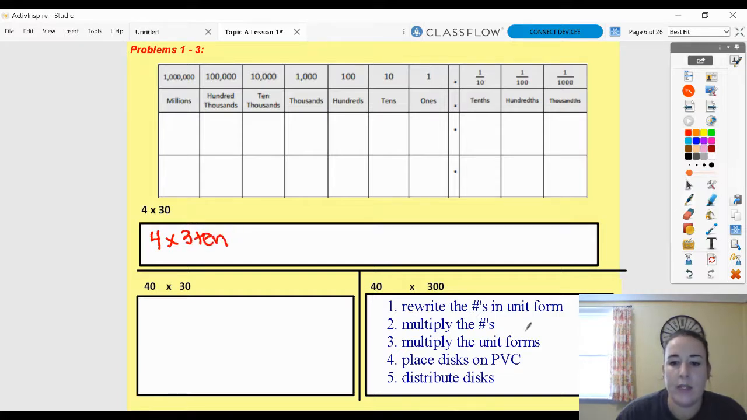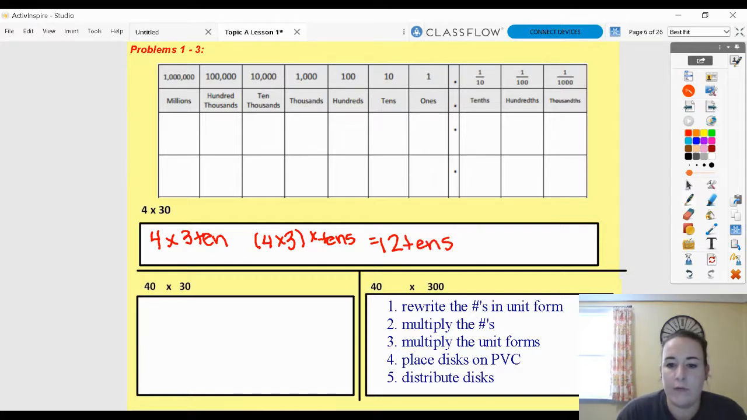Then they want us to multiply the numbers. So my numbers here are 4 and 3. And then I have to multiply it by 10, or my tens. So I have 4 times 3, which is 12. I don't have unit forms to multiply here. I don't have another unit form for this number, so it's just going to end up being 12 tens.